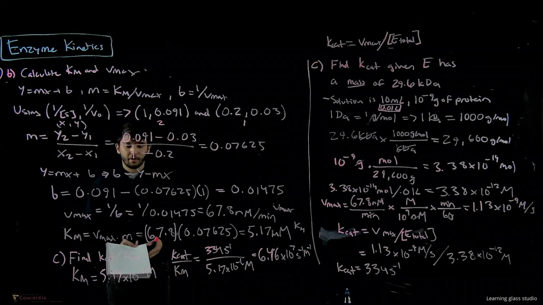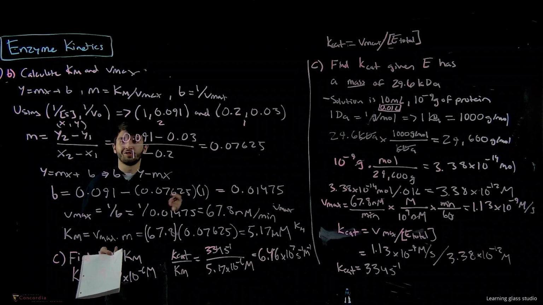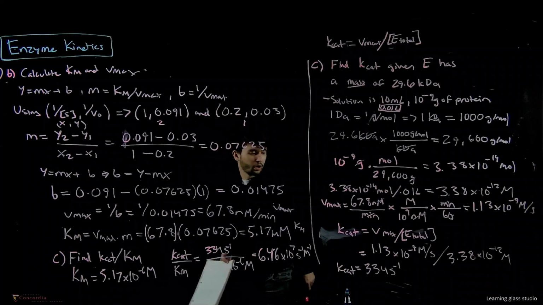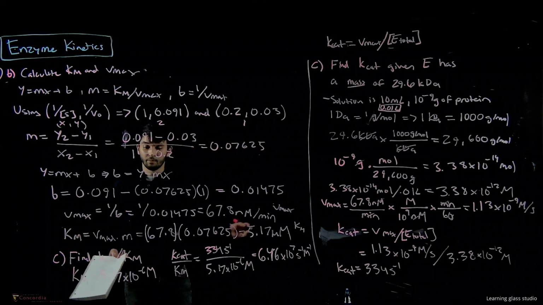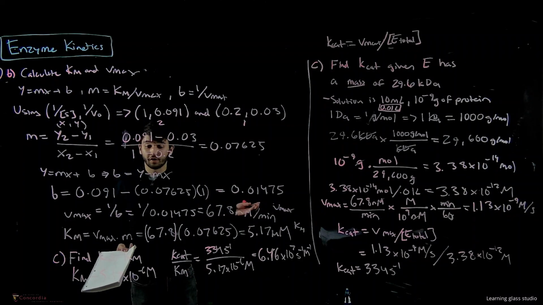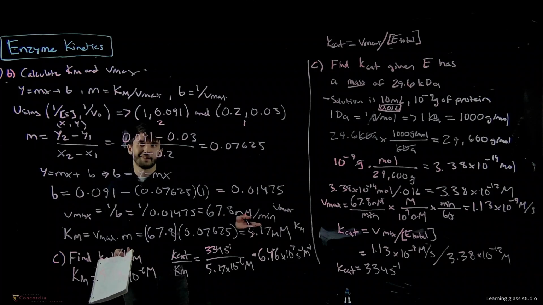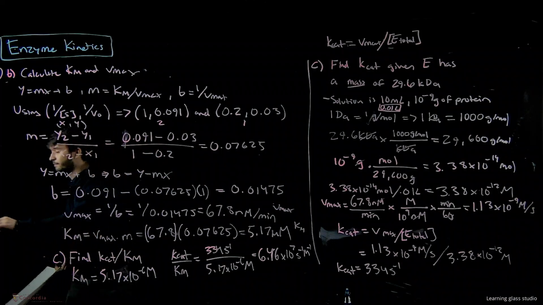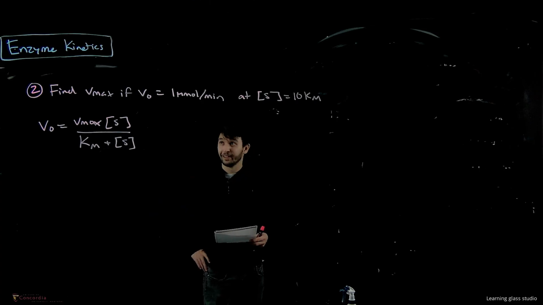All right, so that's quite a lot for this problem, but just to summarize what we did, we found Km, we found Vmax, we found kcat, and we found our catalytic efficiency. All that just from the data from the graph, and we did it all manually. You can also do this in Excel, which is probably easier, but we did it by hand. So, okay, the next question is much shorter than the last one.